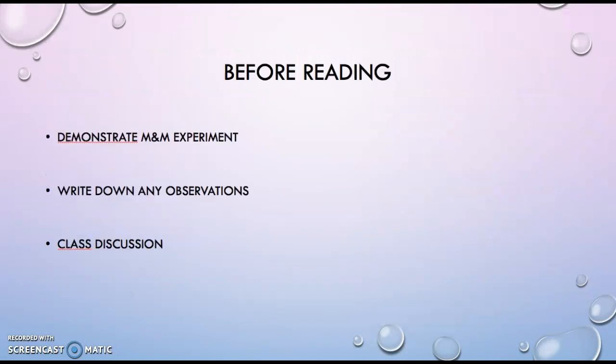Before reading, I'll show my students the M&M and water experiment and ask them to write down in their lab notebooks what they observe. Once they have it written down, I'll ask them what they think is happening. Based on your observations, what do you think is going on in this experiment? Once we have a discussion on this, for a couple minutes, I'll ask them to read the handout from the American Chemical Society called "What's Going On Here?", to see if they can figure out why, at the molecular level, the M&M's sugar is dissolving off.